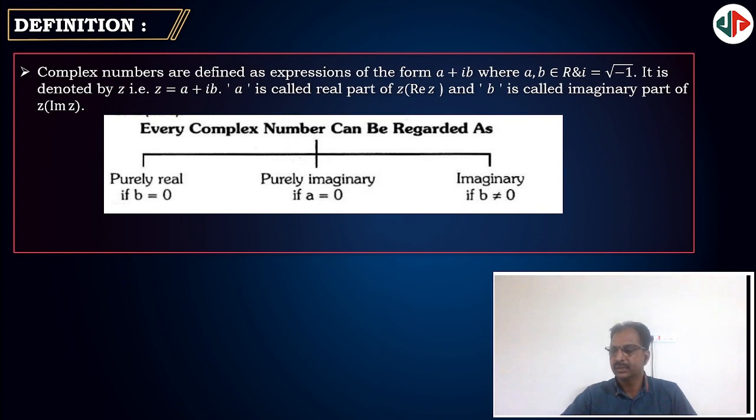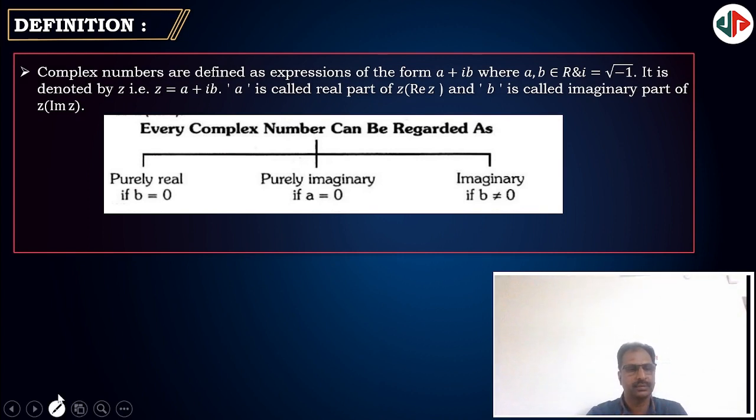A complex number is defined like this. If A and B are any two real numbers, then A plus iB, where i is equal to root of minus 1, is defined as a complex number.